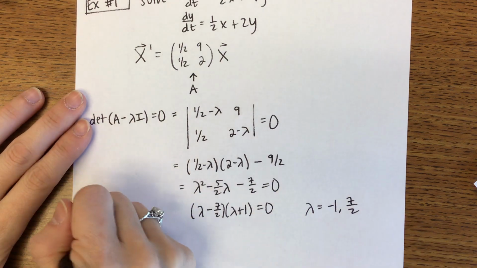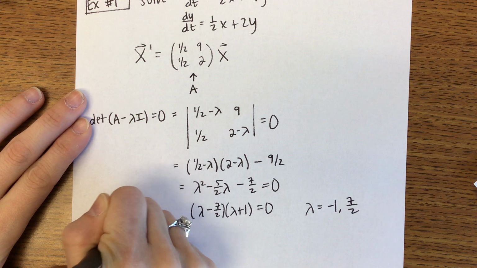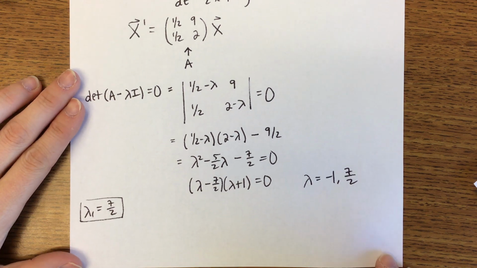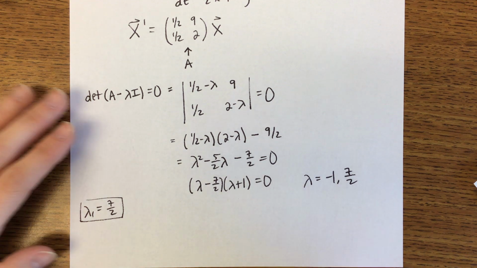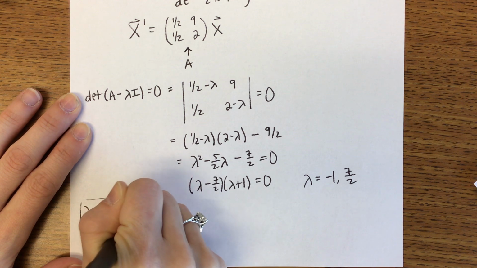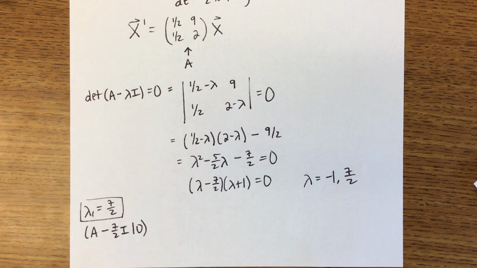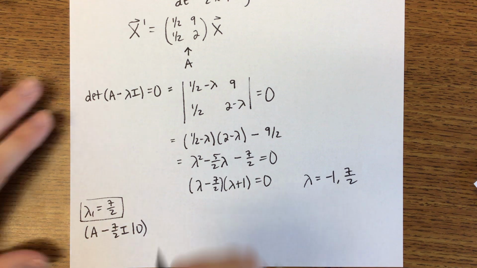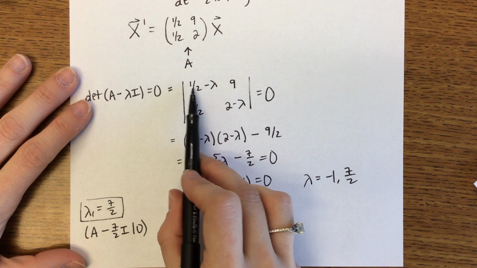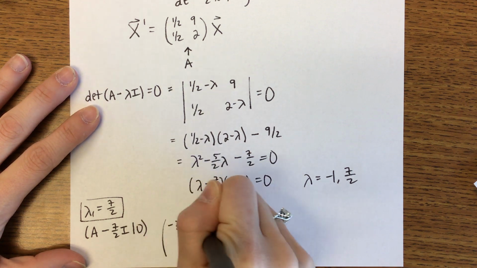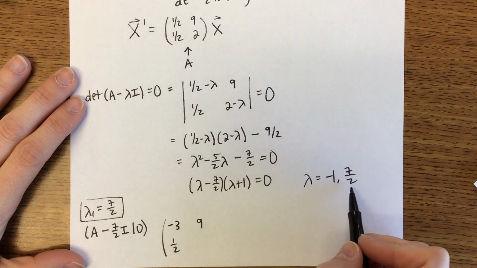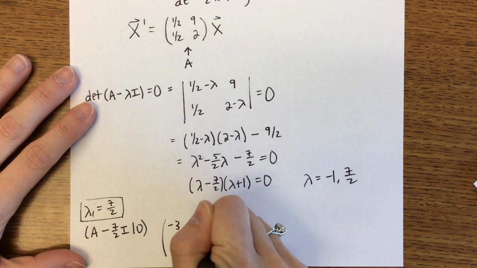Next thing that you're going to do is consider those two eigenvalues separately. And for each one, you need to find the corresponding eigenvector. So in this case, if you remember, we do A minus 7/2 I augmented with 0. So 7/2 you're just plugging in here. 1/2 minus 7/2 gives me -3. 2 minus 7/2 gives me -3/2.